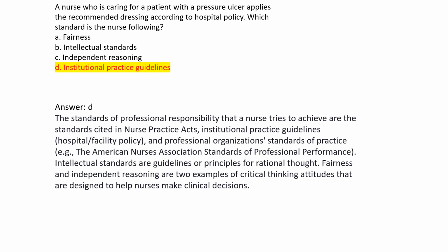The standards of professional responsibility that a nurse tries to achieve are the standards cited in Nurse Practice Acts, institutional practice guidelines, hospital facility policy, and professional organization standards of practice, e.g., the American Nurses Association Standards of Professional Performance. Intellectual standards or guidelines are principles for rational thought. Fairness and independent reasoning are two examples of critical thinking attitudes that are designed to help nurses make clinical decisions.